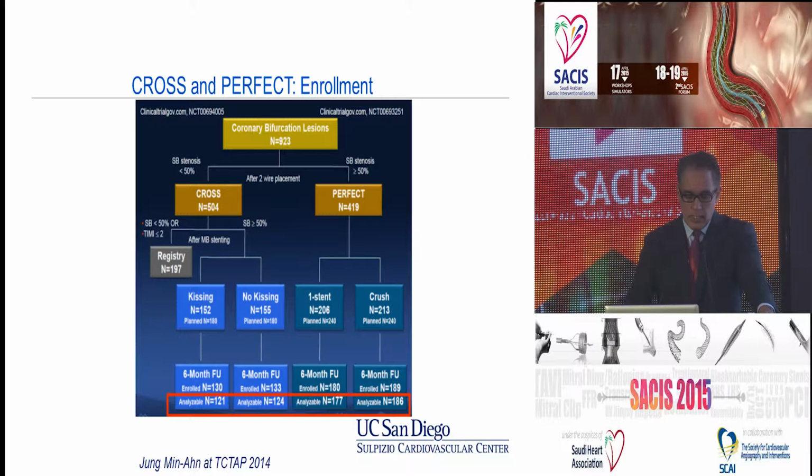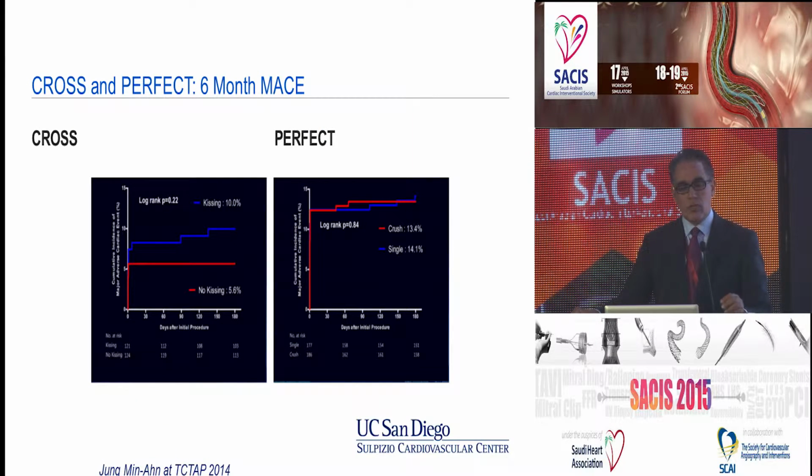I won't go into the detail, but I will share with you the results. When you look at the CROSS, this is no side branch disease up front. If you finish with final kissing versus no final kissing balloon inflation, results are comparable with respect to 6-month MACE. On the right side is the PERFECT, when you have upfront 50% or greater side branch disease, and you use crush versus the TAP provisionally, again, no difference.